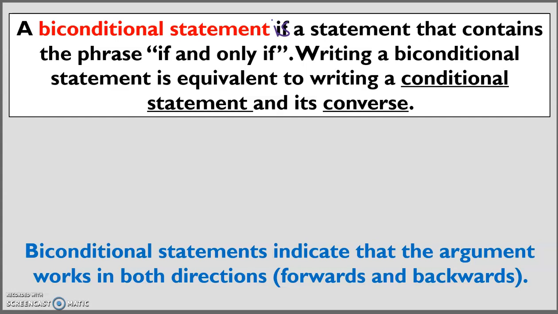So essentially, guys, biconditional, right? Bi, think two. Biconditional statements indicate that the argument works in both directions, both forwards and backwards, which is why we say that the conditional statement and the converse, it's similar to writing both of those. So statements are biconditional if they work in both directions. So if the conditional is true and the converse is true, then a statement is biconditional.